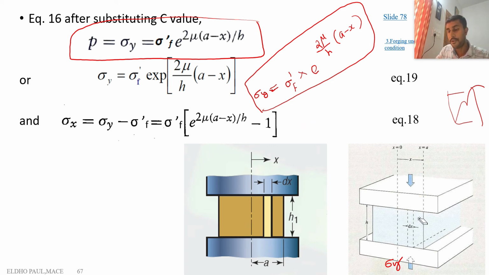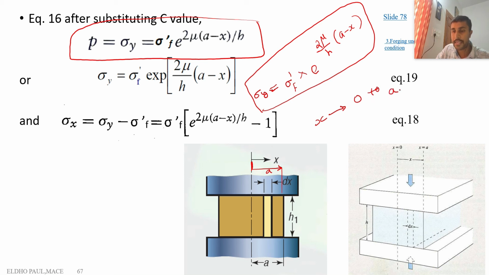This is the formula for calculating sigma y, the amount of vertical stress required for the deformation. In this, we can see the x value. The x is actually varying. At the center, x is equal to 0. Then x increases from 0 to a at this point. That is, x varies from 0 to a. So we have an x value here, which means sigma y is not a constant value. With respect to x, it is varying.